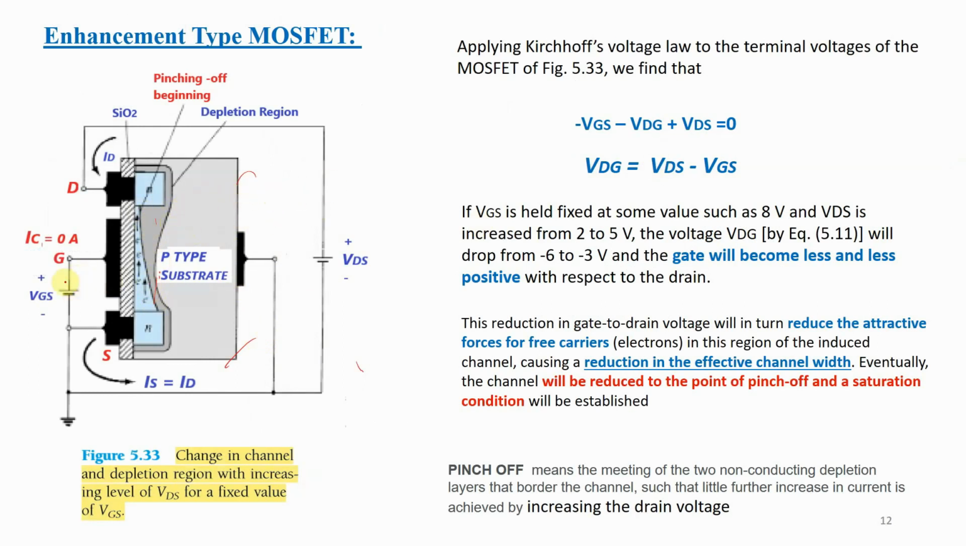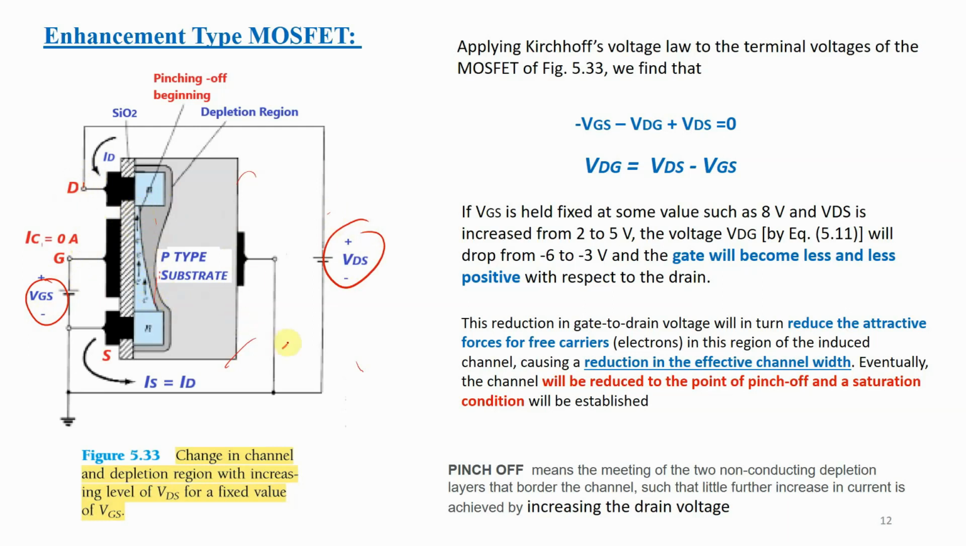Now, here we have VGS, right? Here we have VDS. Here we have the voltage between VDG. This voltage between VDG is the one that controls the flow of current. As you can see here, the thickness is not equal.